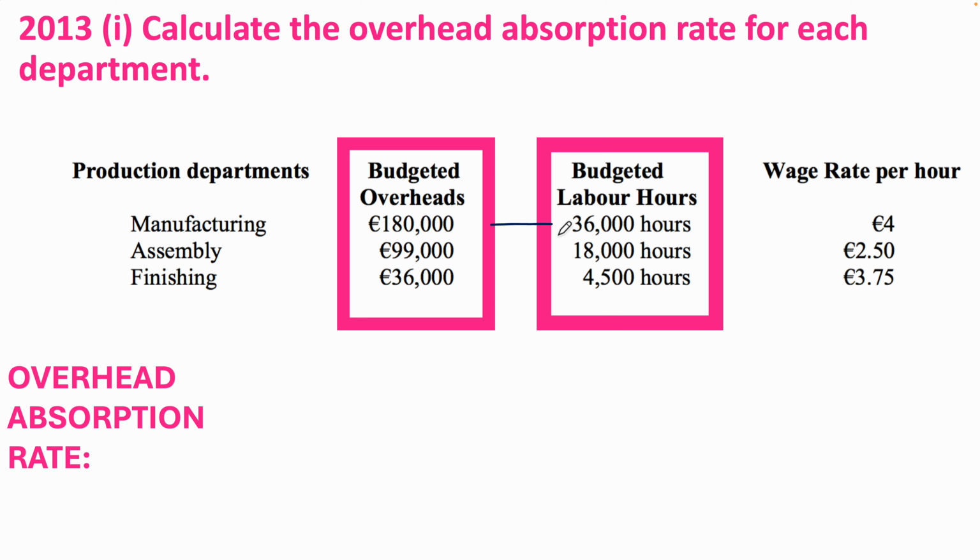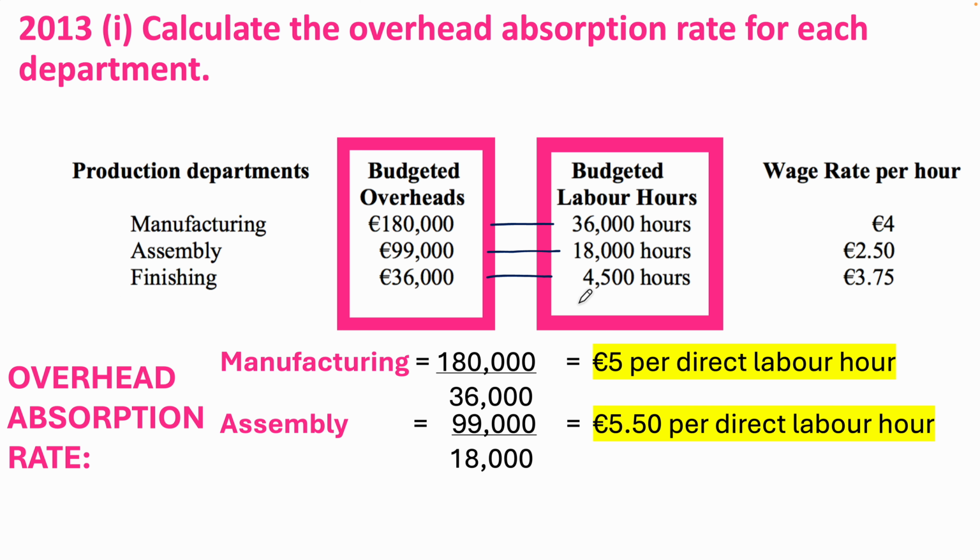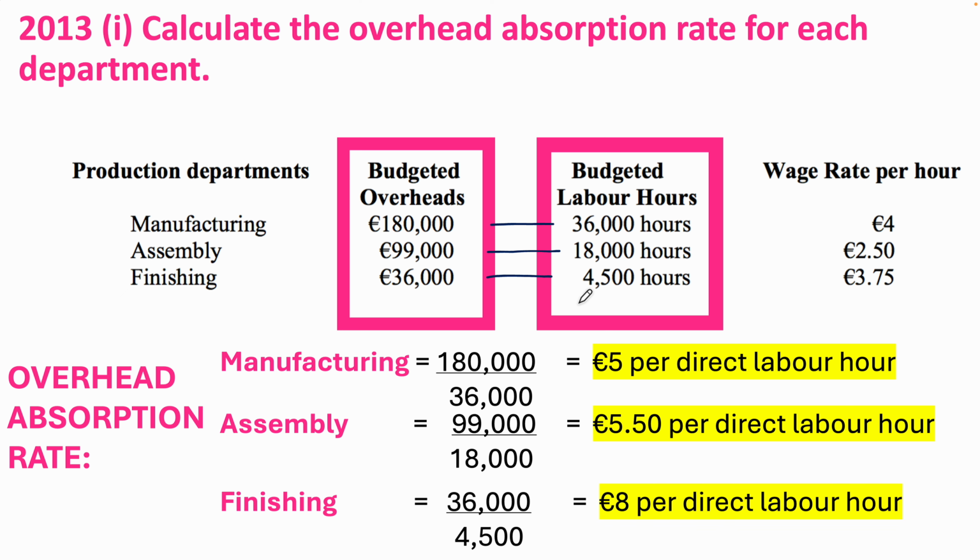Okay, so you'll divide €180,000 by 36,000 labour hours, you'll divide €99,000 by 18,000 labour hours, and you'll divide €36,000 by 4,500 hours. So in manufacturing, that's going to work out to be €5 per direct labour hour. In assembly, it's going to work out to be €5.50 per direct labour hour. And in finishing, it's going to work out to be €8 per direct labour hour. So that is part one done.